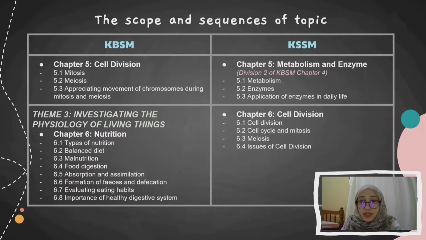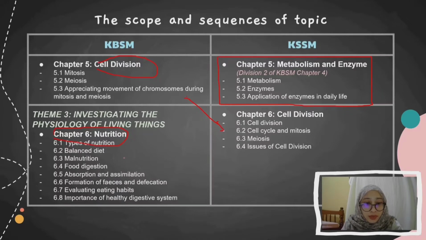Now this is the second division of KBSM chapter 4, which is metabolism and enzyme. Here students will learn about enzymes and metabolism, while KBSM chapter 5 is called cell division. This chapter is quite similar to chapter 6 of KSSM, which is also cell division. Now let's take a look at chapter 6 of KBSM, which is nutrition.